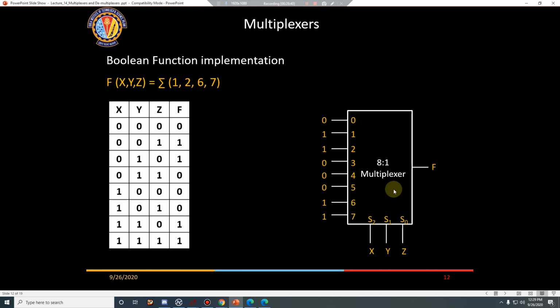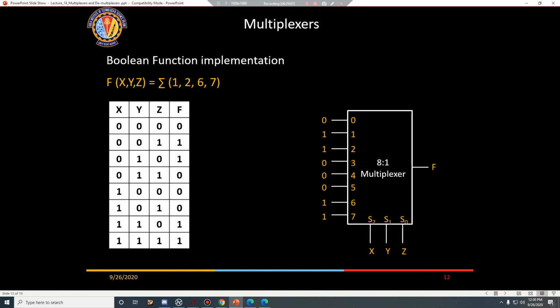It is pretty simple to implement F. For X, Y, Z equal to 0 0 0, the output is 0, so you put 0 here. For the minterms 1, 2, 6 and 7, you put VDD at inputs 1, 2, 6, 7, and on the other pins you put ground, and you will be able to implement the function. Is this design aspect clear to everybody, both the groups?